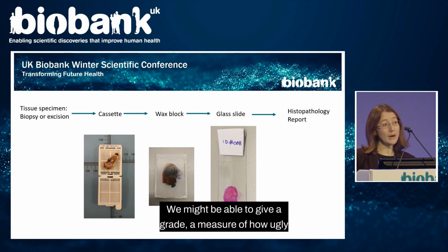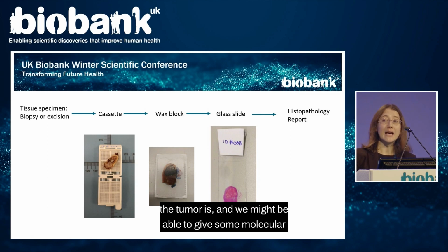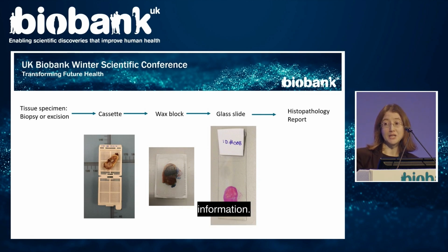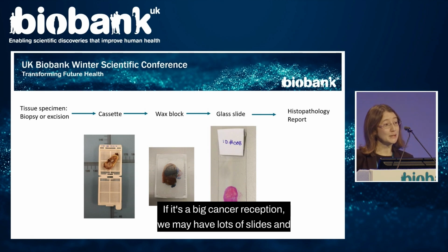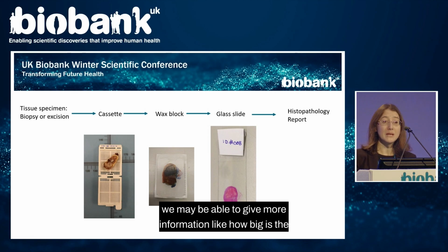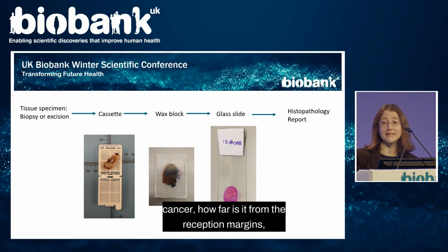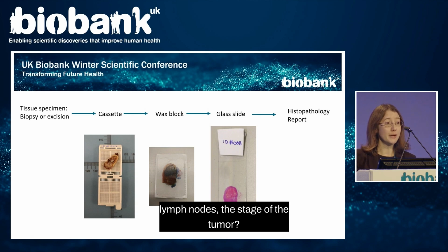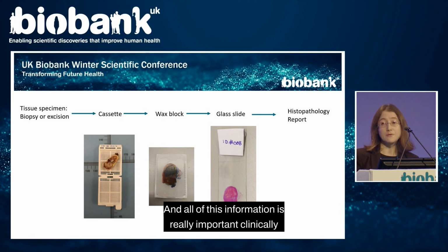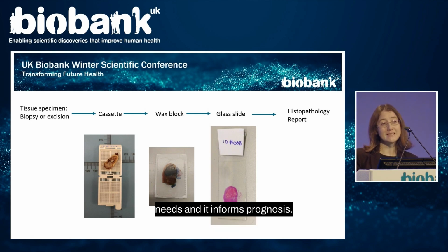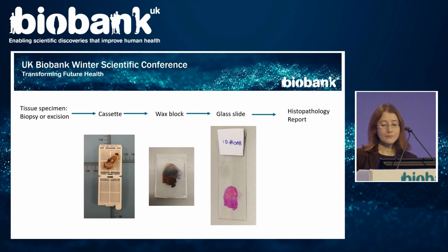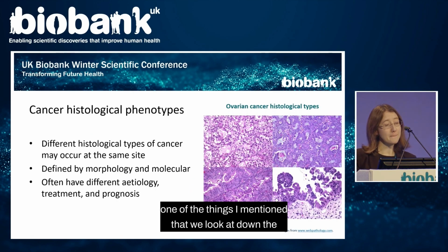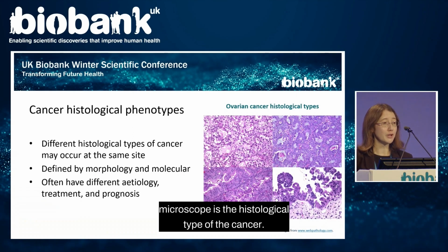We might be able to give a grade, a measure of how ugly the tumour is, and we might be able to give some molecular information. If it's a big cancer resection, we may have lots of slides, and we may be able to give more information, like how big is the cancer, how far is it from the resection margins, and how far has it spread into the surrounding tissues or into lymph nodes, the stage of the tumour. And all of this information is really important clinically because it helps to govern what further treatment the patient needs, and it informs prognosis.